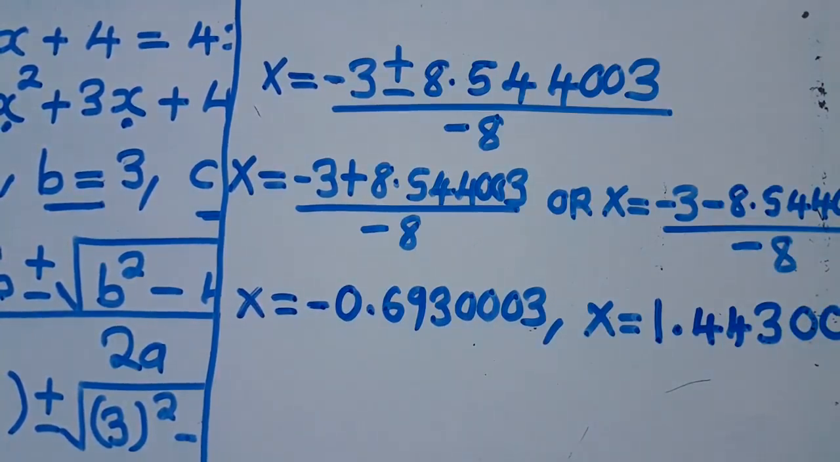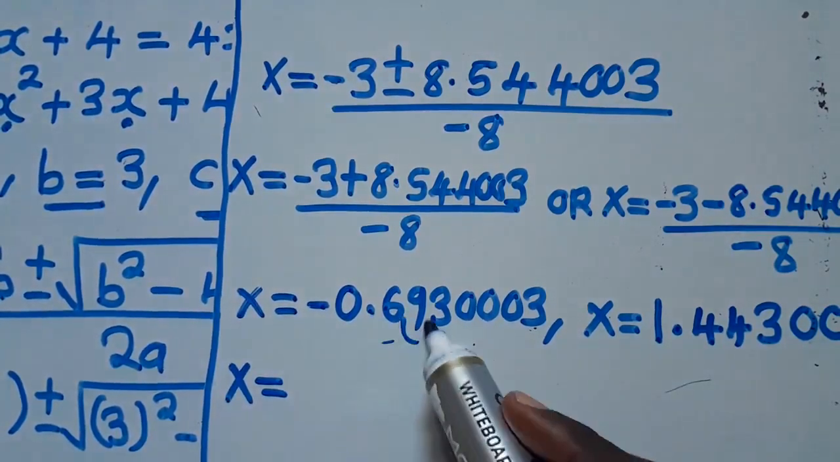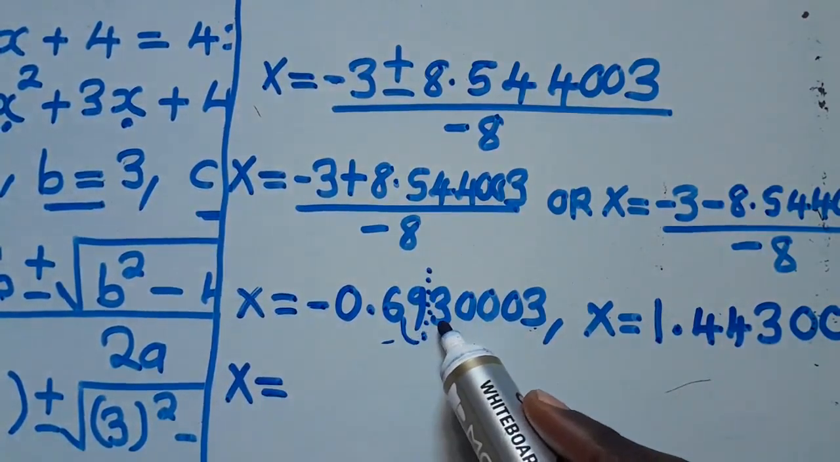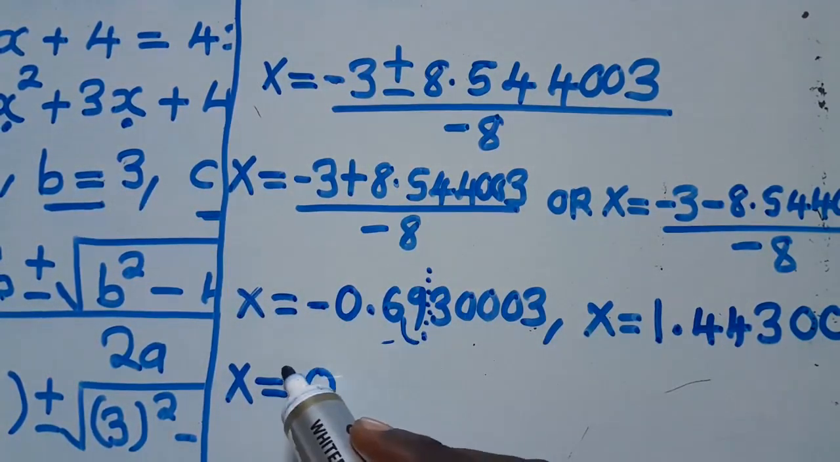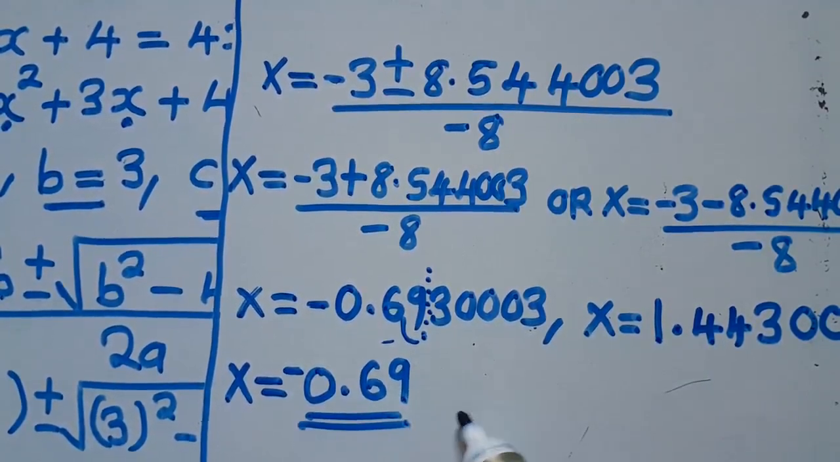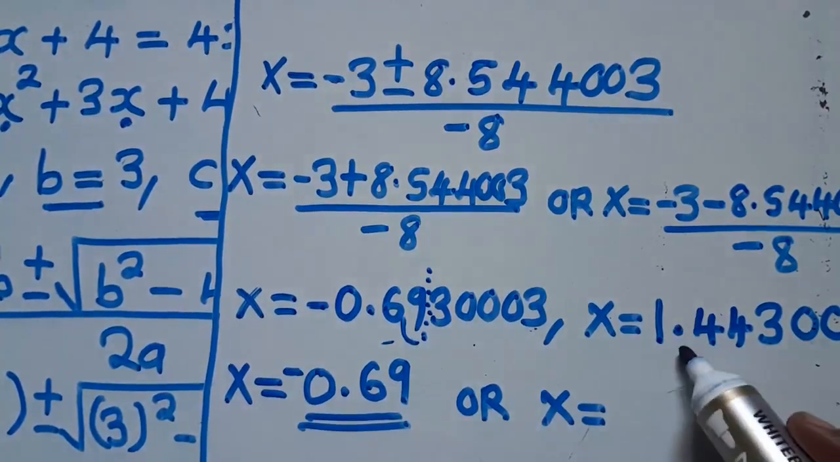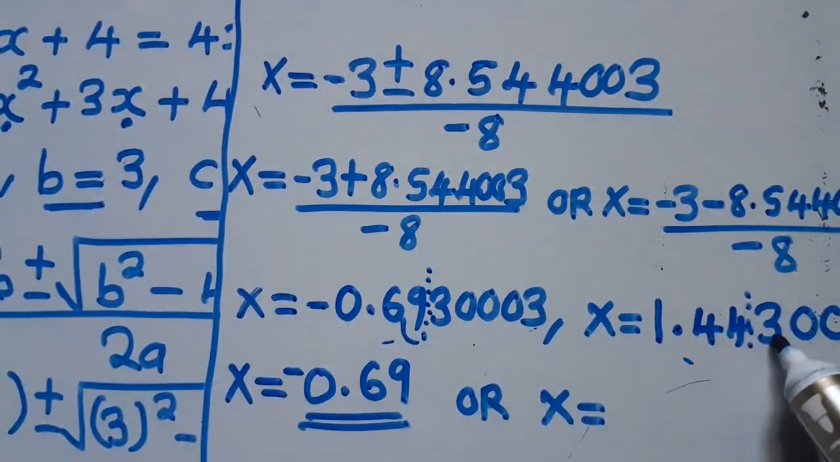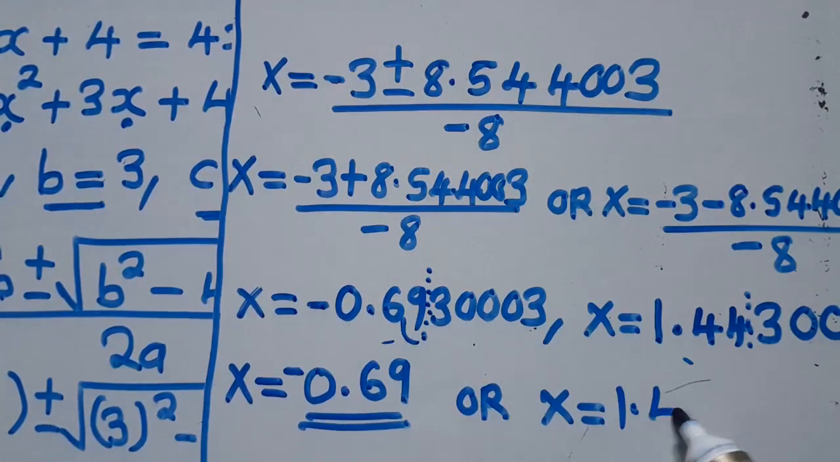We also do the same thing, where you say x is equal to 2 decimal places, 1, 2. The boundary line is here, and this number is less than 5. So those numbers will maintain. Negative 0.69. This is your answer. Or x is equal to 2 decimal places, 1, 2 here. This is less than 5 to maintain 1.44. So these are your answers. This is what I want you to be doing. These are procedures I want you people to be following.